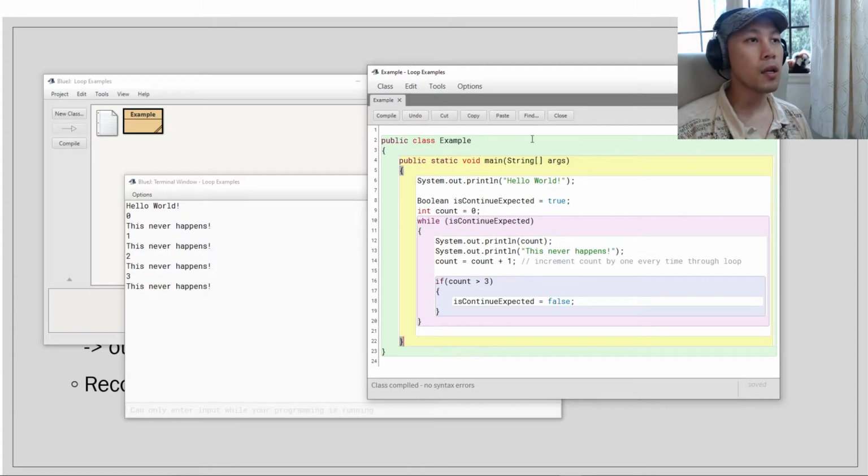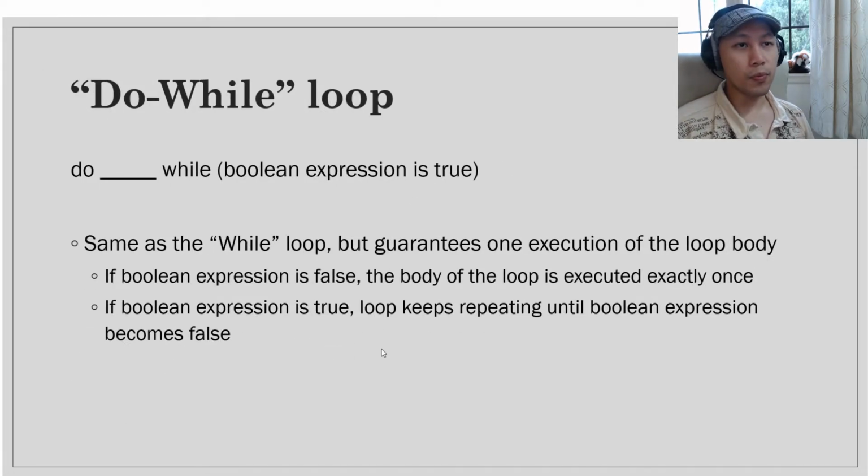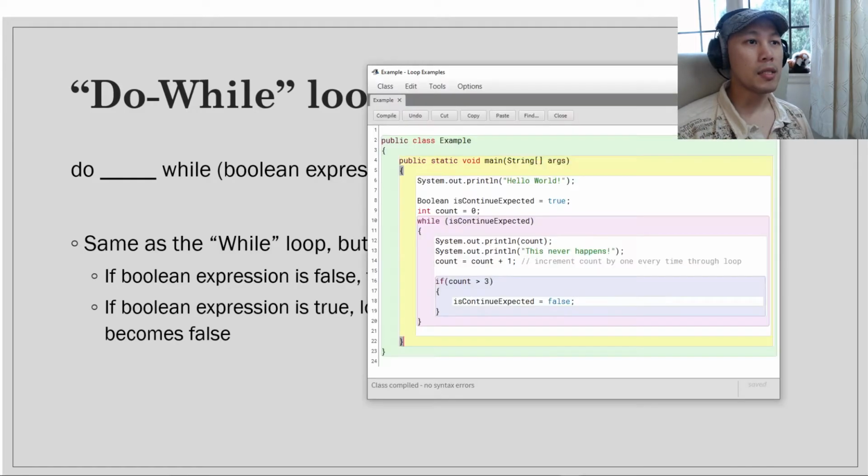Okay, so let's talk about the next thing, the do while loop. Whereas the while loop allows you to execute the loop, similar to an if statement, only if the condition is true in the first place, the do while loop guarantees at least one execution of the loop body. Okay, so let's see what that means.